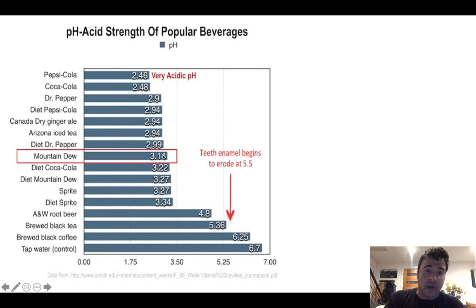Now, why do we care about it? Again, look at Mountain Dew, aka just poison. It's just poison is what it is. I'm not sure why anybody drinks it. But it has a really, really low acidic pH, and it can erode the enamel in your teeth. So can any of these. I just highlighted Mountain Dew because it's my least favorite of beverages.